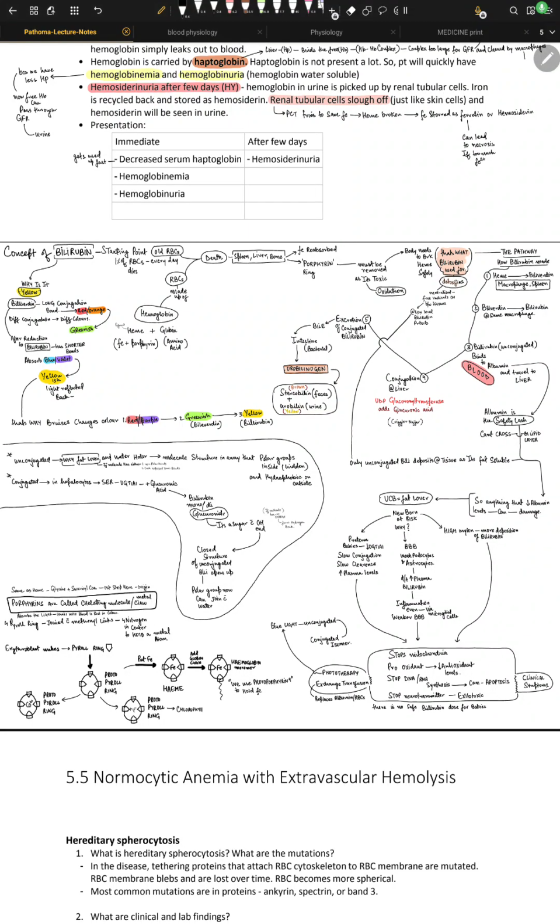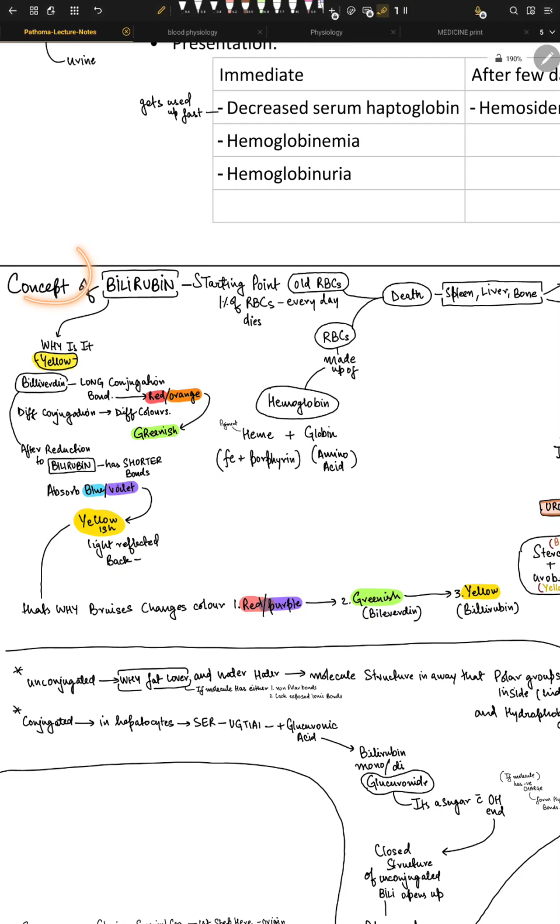Let's talk a little bit about bilirubin. Let's try to build our concept about bilirubin because it's one of the most basic things that you can study in medicine. The concept of bilirubin rides along with jaundice, right? If you want to really understand jaundice well, we must understand what bilirubin really is.